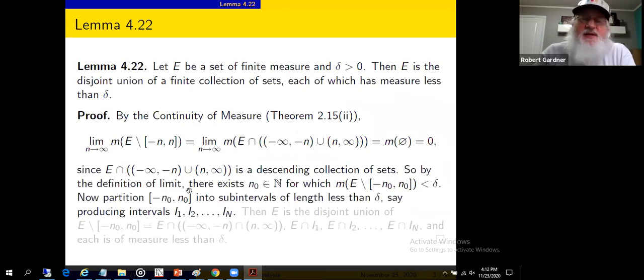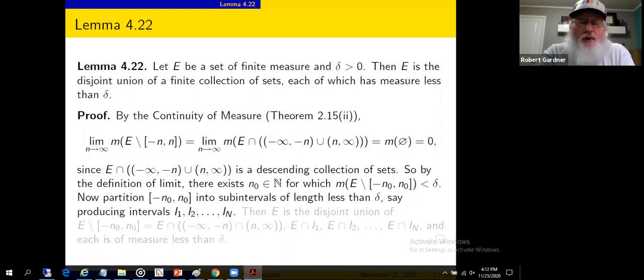By the definition of limit of a sequence of real numbers, if we make n sub 0 sufficiently large, then we can make the measure of these specific sets, E minus the closed interval negative n sub 0 to n sub 0, less than this given delta. Delta was given. You can make this number less than delta by making parameter n sufficiently large. Definition of limit. So that took care of the wings and the infinite part.